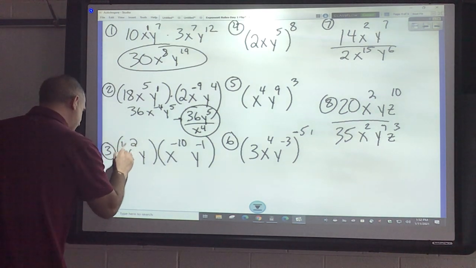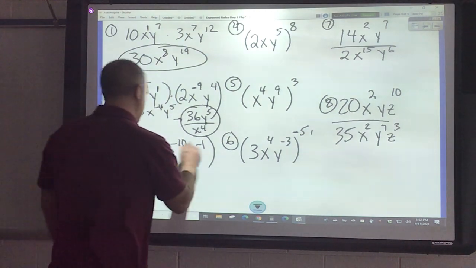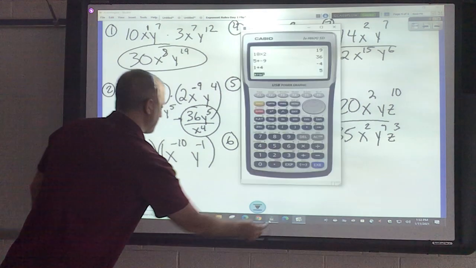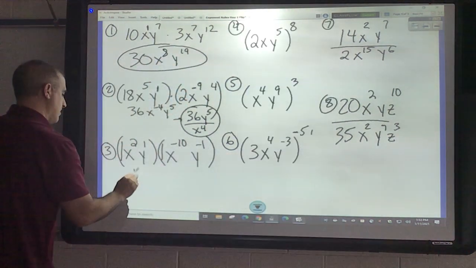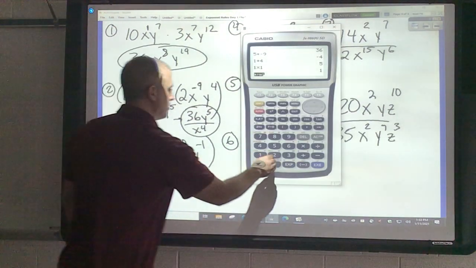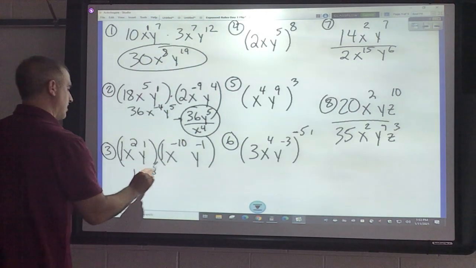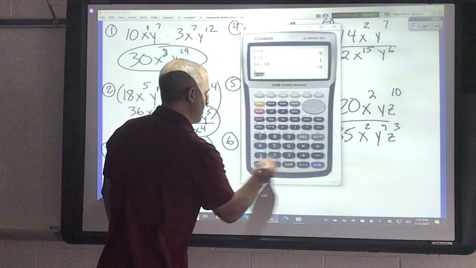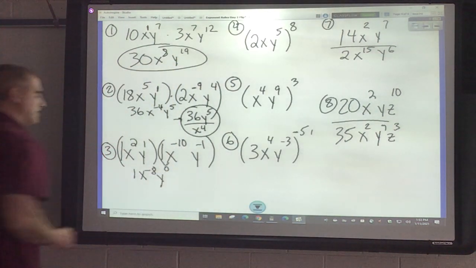There's a missing coefficient 1, missing exponent, missing coefficient, and then I got those things. So let's apply the rule. This is multiplication. 1 times 1 is just 1. X, let's look at that. I'm going to add those x's. 2 plus negative 10 is negative 8. Then I got 1 plus negative 1 gives me y to the 0.